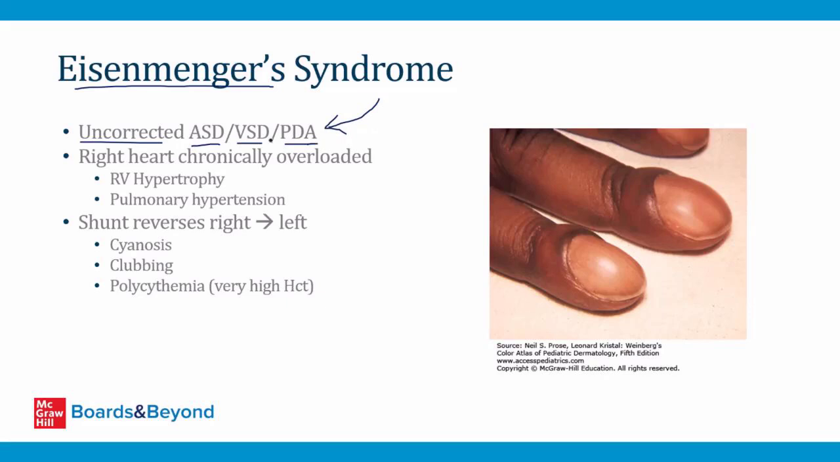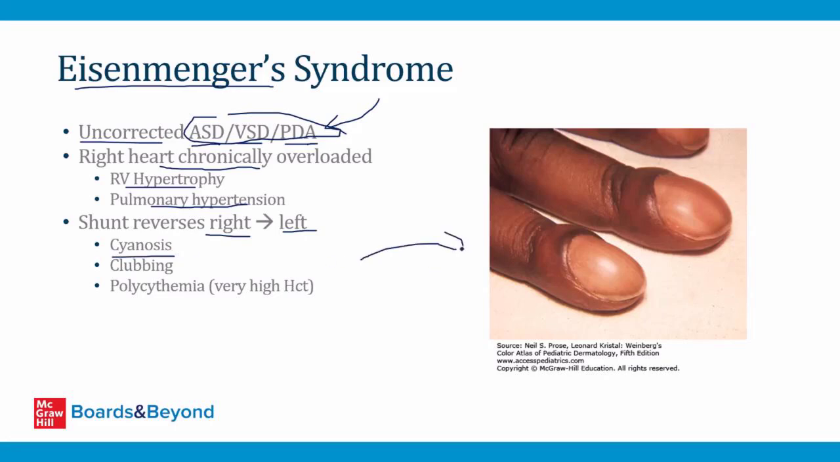So the way that you develop Eisenmenger syndrome is the right heart is chronically overloaded from the presence of one of these shunts. Over time, the right ventricle starts to hypertrophy, and over time, pulmonary hypertension develops. And as the baby gets older and enters childhood, the shunt reverses and starts to allow blood to flow from right to left. So now you have blood bypassing the lungs, and the child is going to become cyanotic. So they can develop blue fingertips and blue lips, that's cyanosis, low oxygen tension.